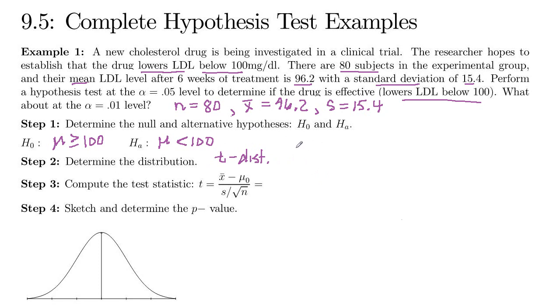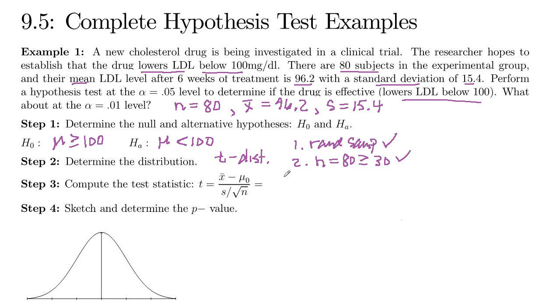And then also our assumptions here. First, we need a random sample. And we can assume that the sample is random because these are subjects in an experimental group. So it's a clinical trial. They always randomize in a clinical trial. Secondly, our sample size n is 80, which is greater than or equal to 30. And we either need n greater than or equal to 30 or an approximately normal population. We've got n greater than 30. So now we can compute our test statistic.